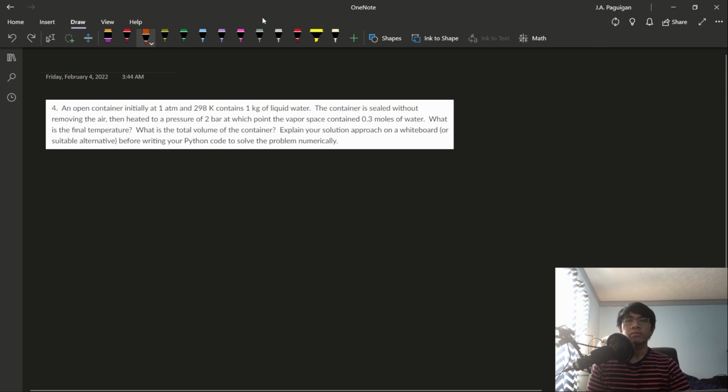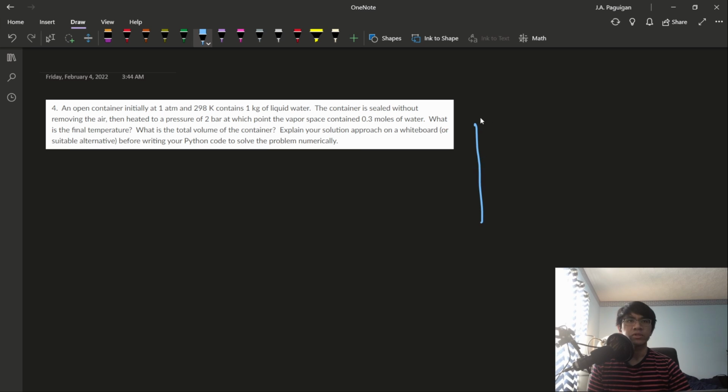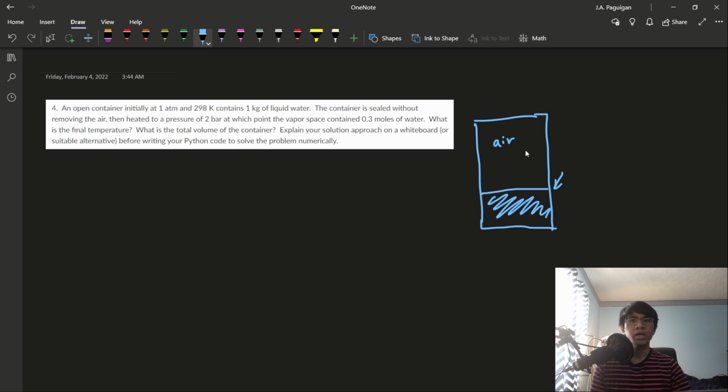Let's try to visualize what we're doing. It might look a little familiar. We have the same kind of closed air-water system that we had before. In the previous video, when we tried to reach the triple point, we tried to push that air out, but here we're going to have air up here and water down there. And it is closed. What we also know is that it's being heated up from 298 Kelvin, and the pressure also increases, so we have to find that final temperature.